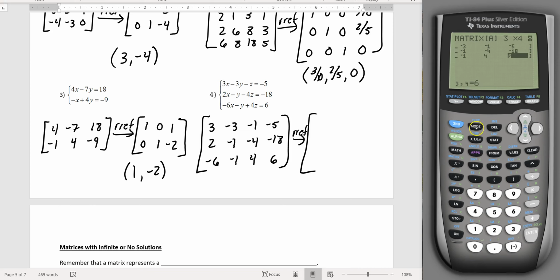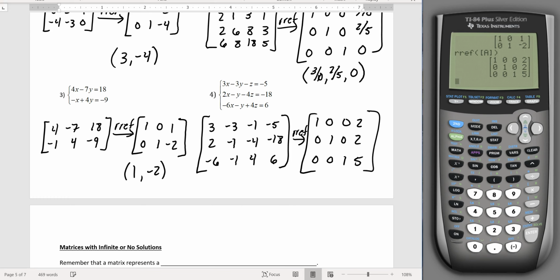Beautiful. Second quit. Second matrix. I'm going to use RREF. There we go. For matrix A, close my parentheses, press enter. All right, not bad. So 1, 0, 0, 2, 0, 1, 0, 2, 0, 0, 1, 5. So this is telling me x is 2, y is 2, z is 5. 2, 2, 5 would be the solution for that three-dimensional system of equations.